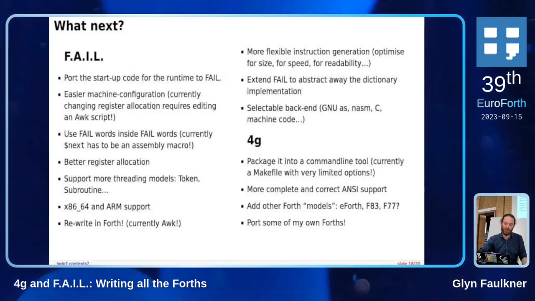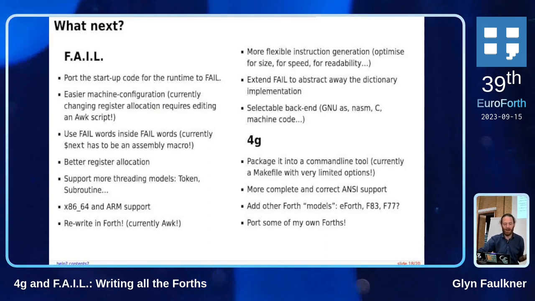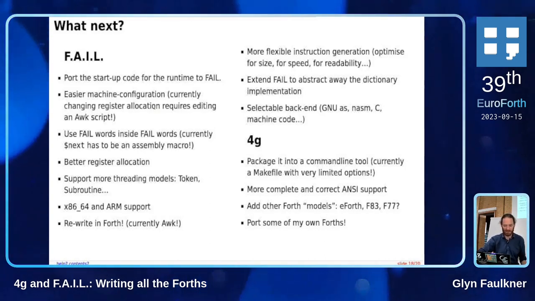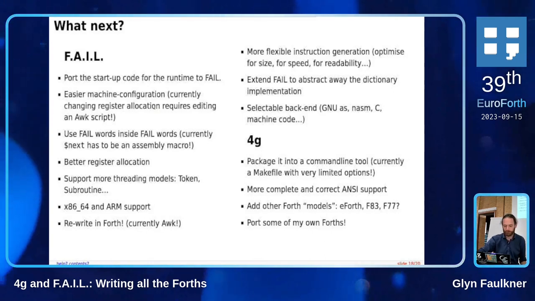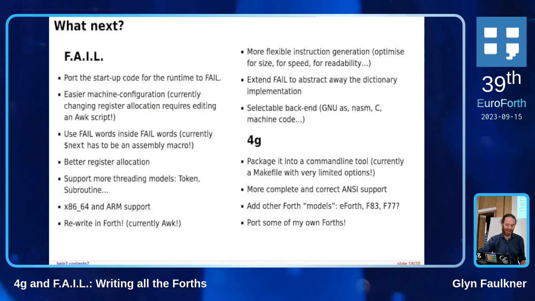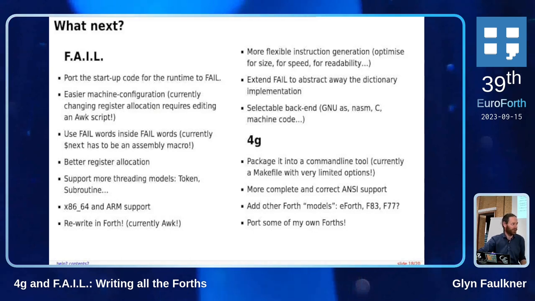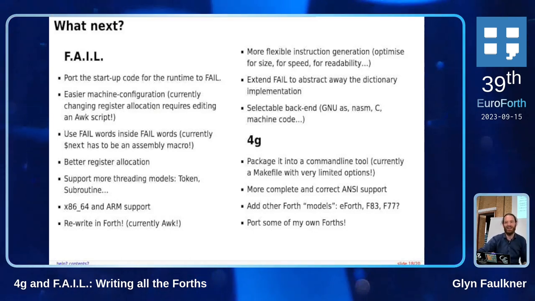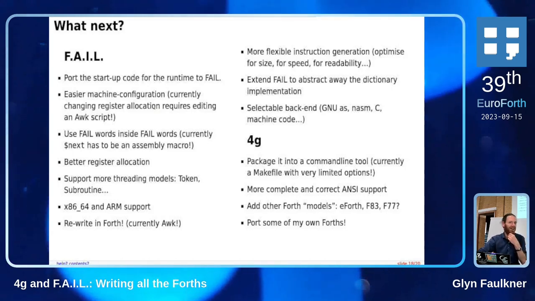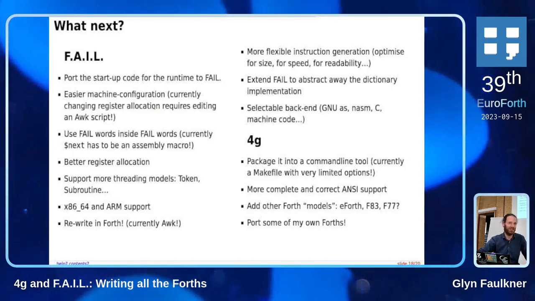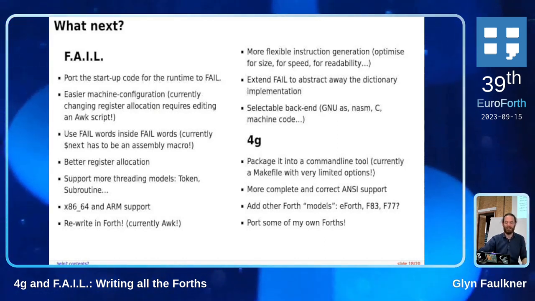There's a couple of situations where it would have been nice to be able to use FAIL words inside FAIL words. So NEXT, I showed you how to implement NEXT in FAIL. Currently, for pragmatic reasons, it's implemented as an assembly macro. And that's to do with the fact that FAIL isn't Forth. FAIL cannot see its own dictionary. There's a special case of that for constants. So you can define constants and FAIL keeps a record. I've got a list of constants here, so I can reuse them later in the code. But that's not a general purpose system at the moment.